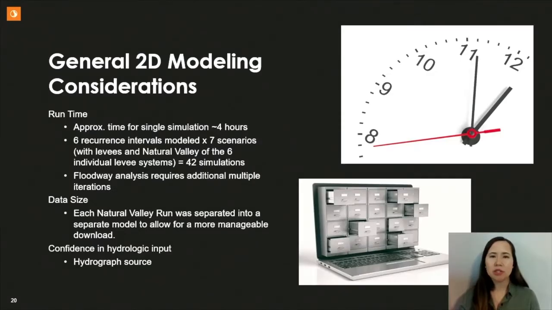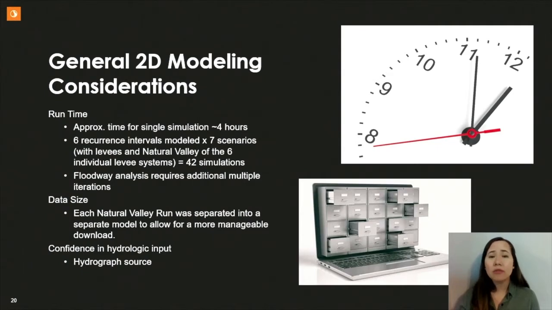Finally, we wanted to discuss some general considerations when it comes to these complex 2D models. The first thing is the runtime. A single simulation for the Payette River model took approximately 4 hours to run on a desktop computer. 2D models generally take a lot longer than a 1D model to run. Because of the different recurrence intervals that needed to be studied and the 7 different scenarios with the non-accredited levee systems, it resulted in 42 different simulations that needed to be run. On top of that, the floodway analysis itself is a very iterative process and took upwards of 30 simulations before it was fully refined.